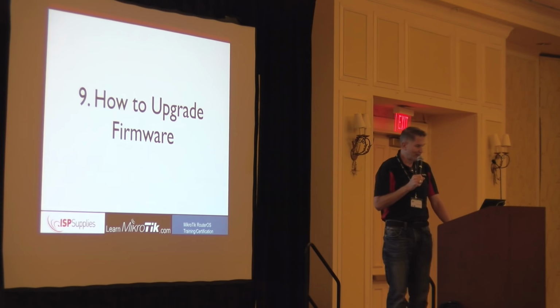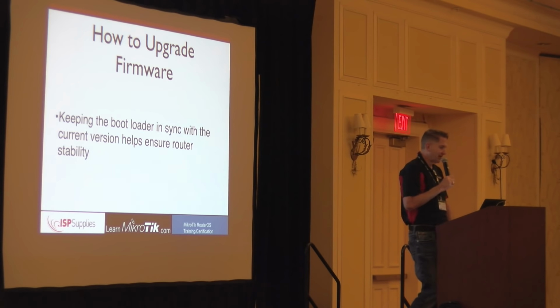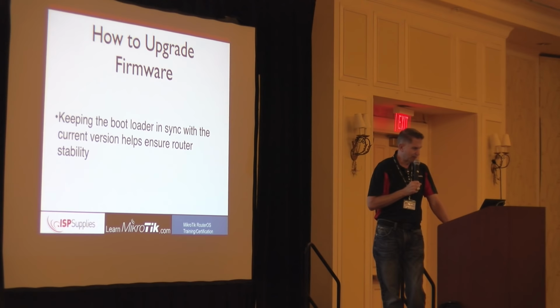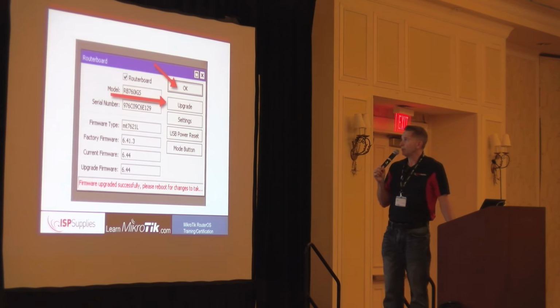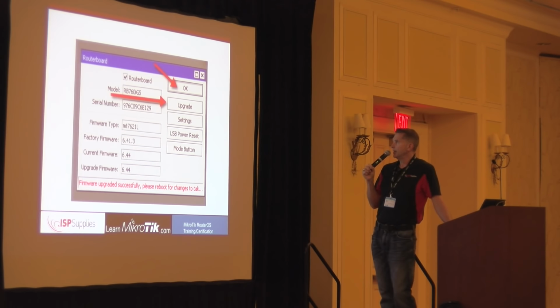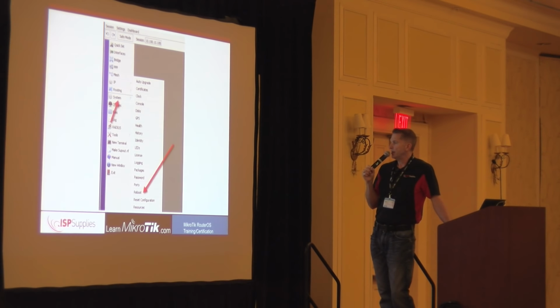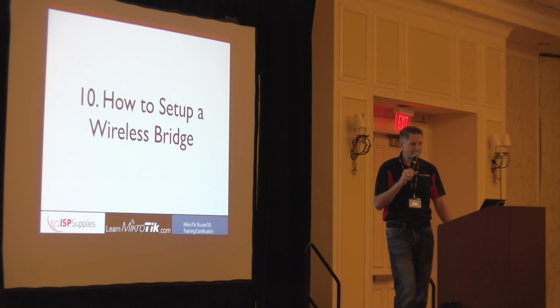Number 9, how to upgrade the firmware. The firmware is the bootloader that runs on RouterOS. So keeping that current ensures that you have the most stable platform possible. To upgrade the bootloader, you'll click System Router Board and Upgrade. Once you've hit that, you'll hit OK, and then you'll have to reboot the router. Now when you click System Reboot, the router will reboot, and it'll come back with the latest version of the bootloader.